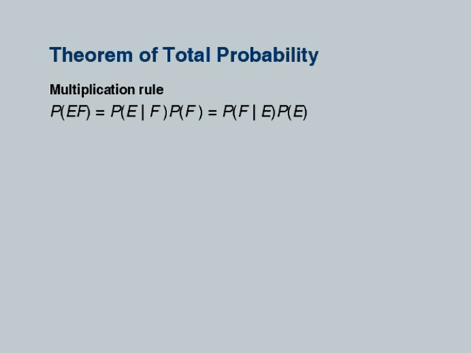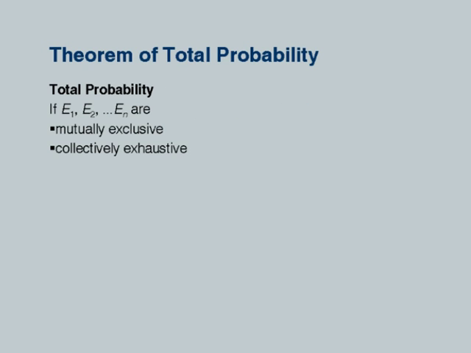From here, we go to the theorem of total probability, which says that if you have events E1, E2, up to EN, which are mutually exclusive and collectively exhaustive, does it mean that these are equally likely outcomes of a sample space?